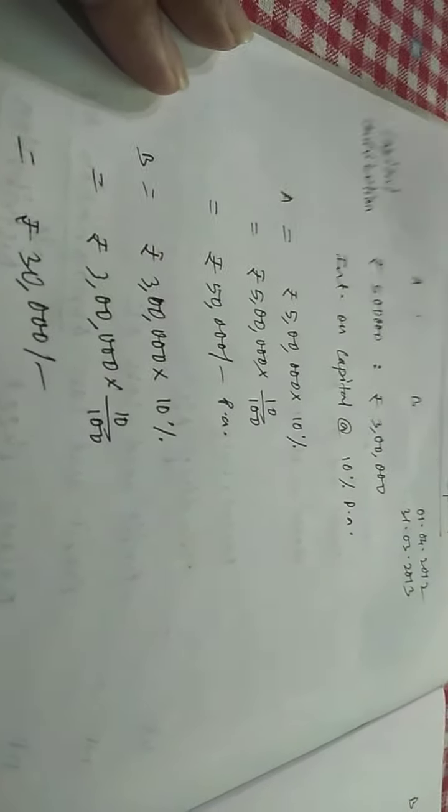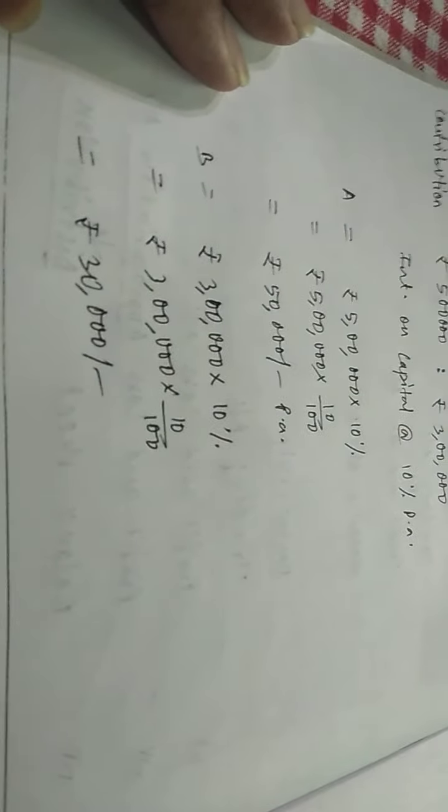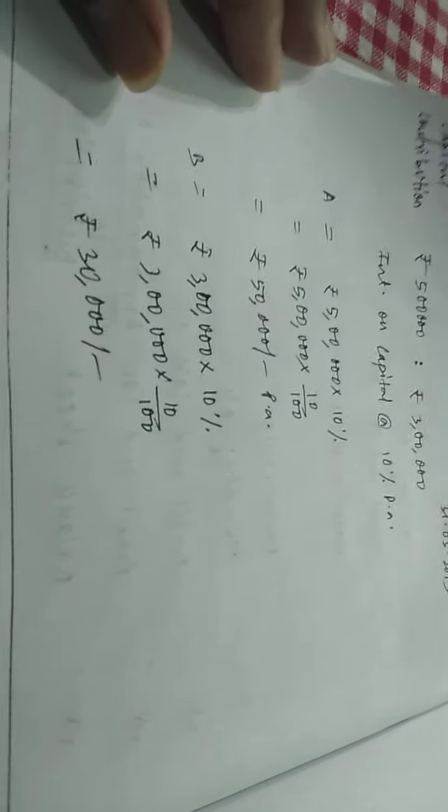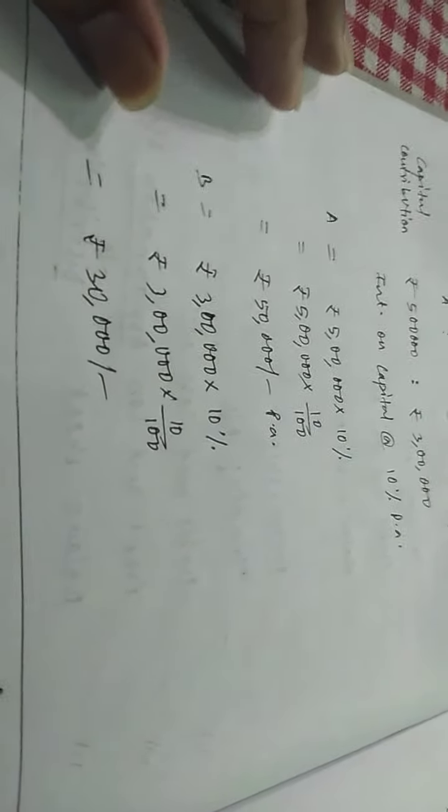Similarly for B, the capital contribution was 3 lakh, so it will be 3 lakh into 10 by 100, that is 30,000. So it is very simple. In this way you can calculate interest on capital. But everywhere the sum won't be so simple. Here, once the capital was invested, no addition or subtraction of capital was done within the year. But if the capital contribution is added or subtracted during the year, then what will we do?